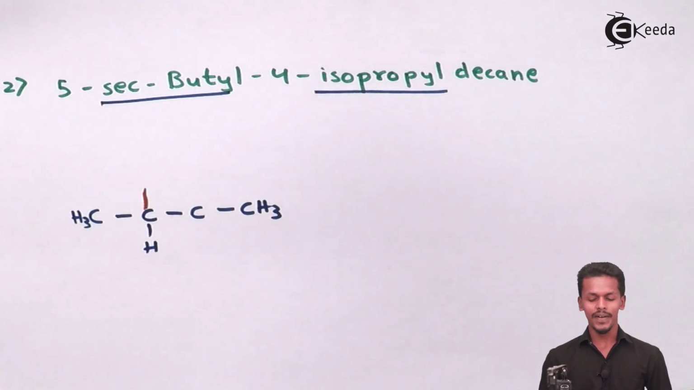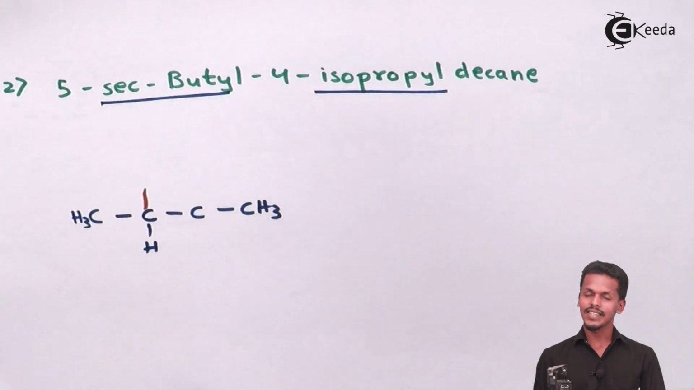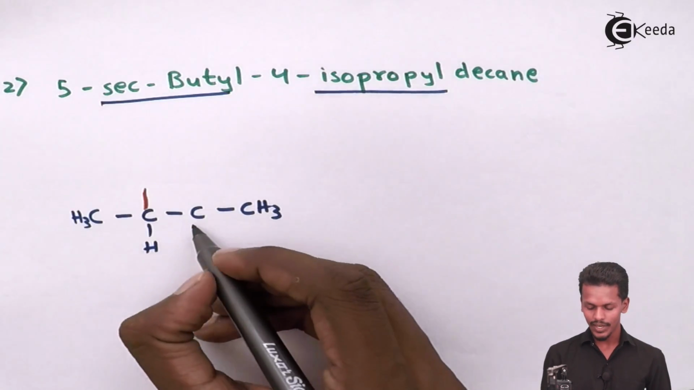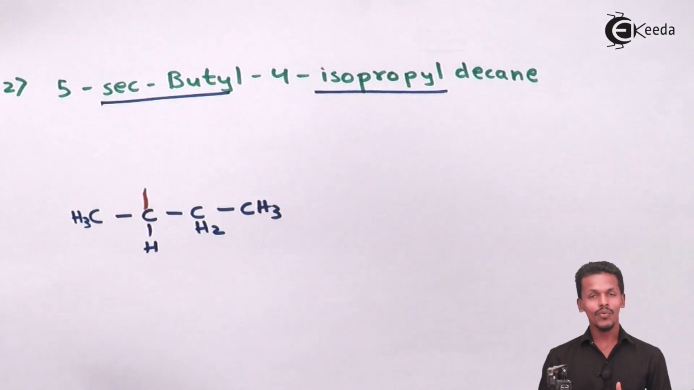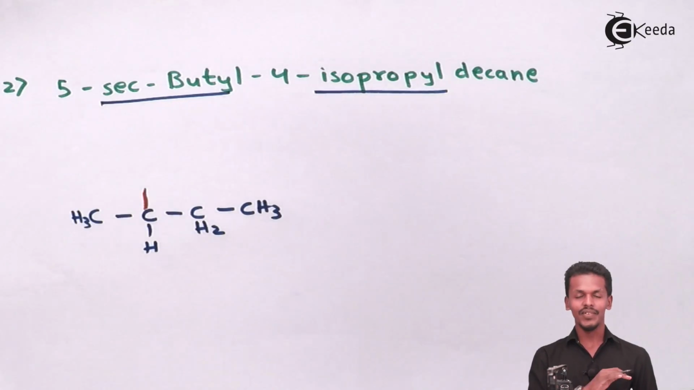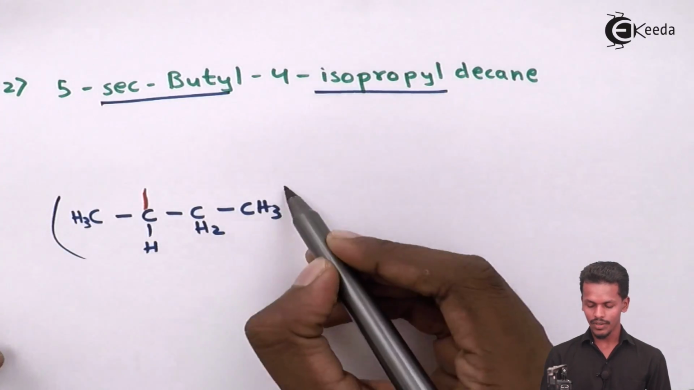So now it has been fulfilled, but 1 is also remaining, that is for this one. So this carbon atom, since it is a secondary carbon atom, we could write it as CH2. So now this is the structure of secondary butyl, and this is what we have to attach over the decane when we write it in a straight chain or longest chain. So this is the one that we have drawn for butyl.